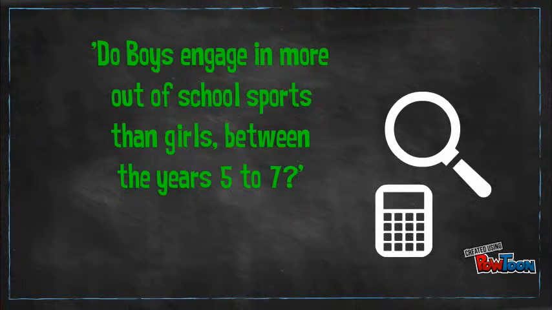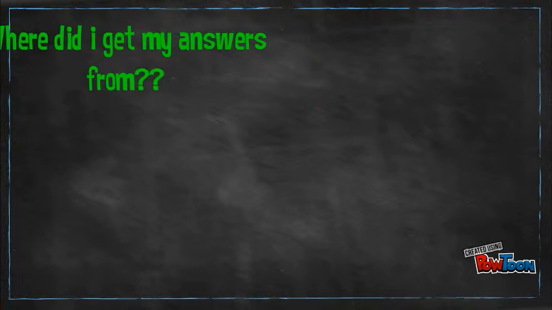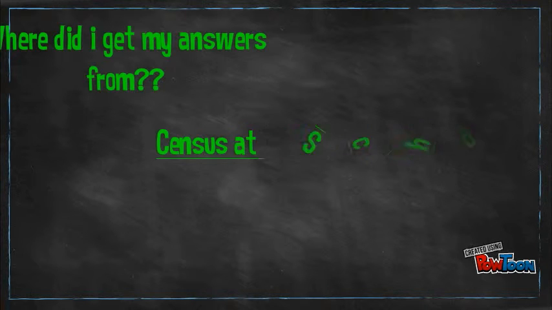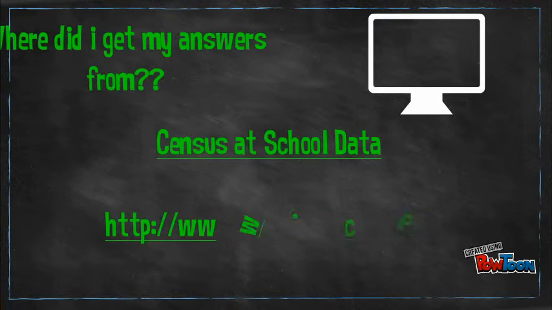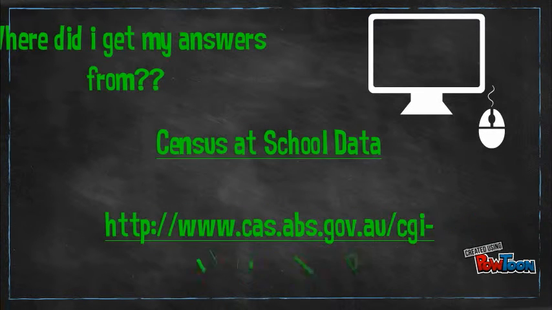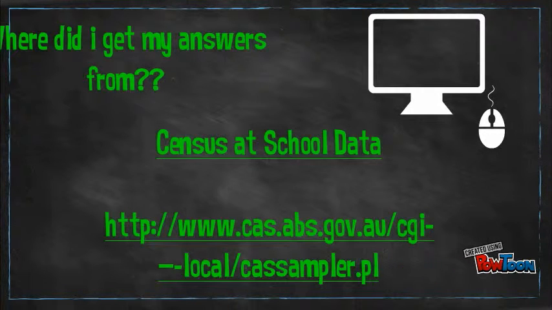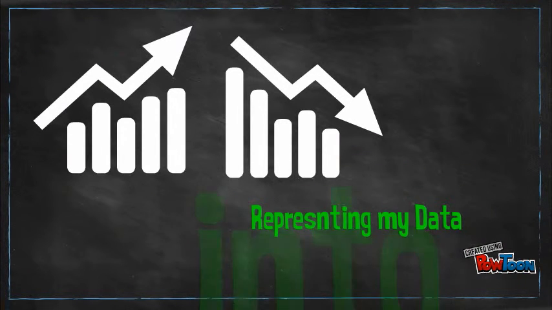I collected. To find the answers to my question, a random sample of 30 females and 30 males was obtained from the 2014 Census at School data available at Random Sampler. The website is shown. These results contain data about sex and enrolment in out-of-school sports from students in years 5, 6 and 7. I have represented my data into 4 different graphs.